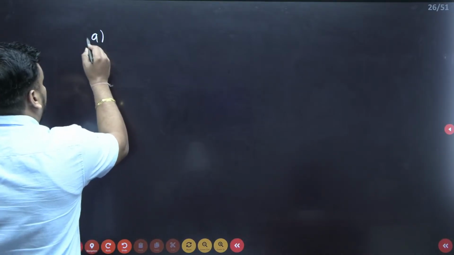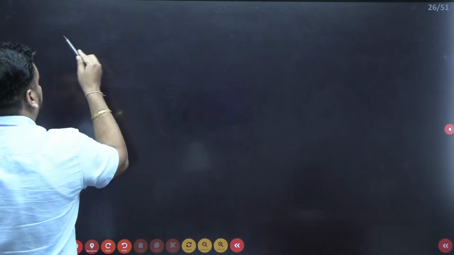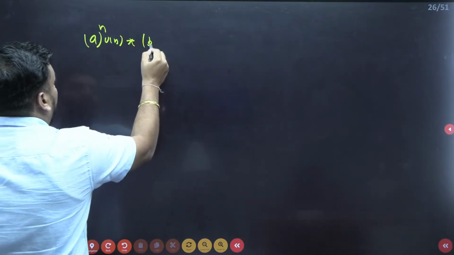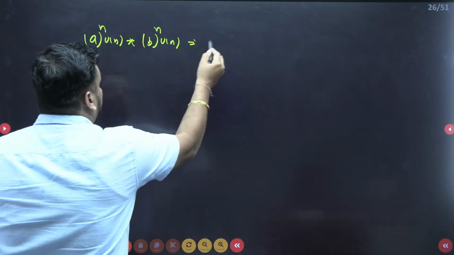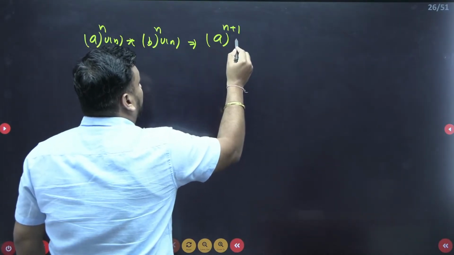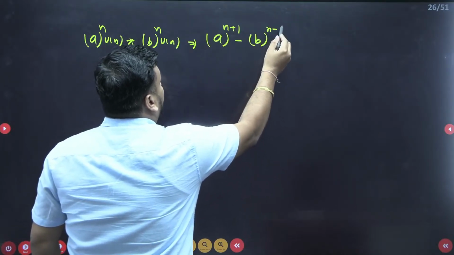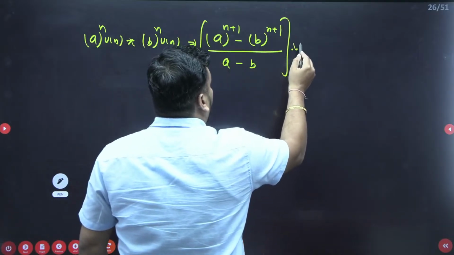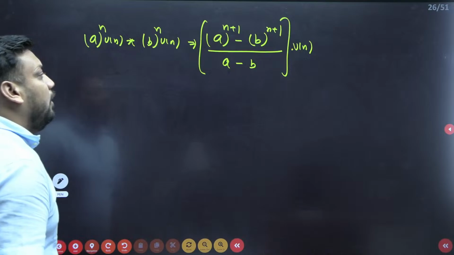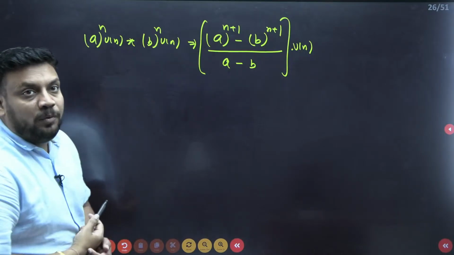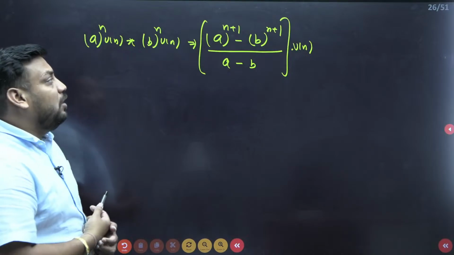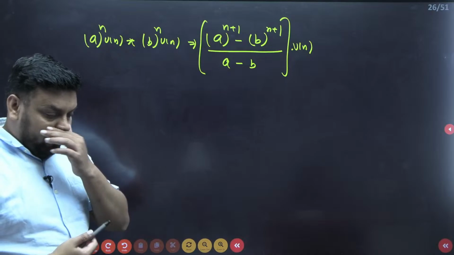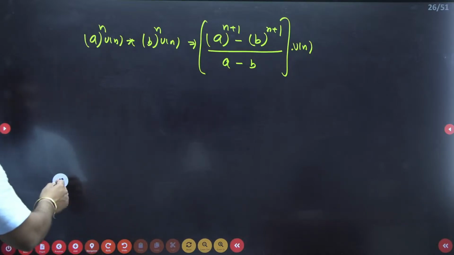So it means if a की power n u of n convolution with b की power n u of n is nothing but actually a की power n plus 1 minus b की power n plus 1 upon a minus b into whole bracket u of n. Then if in this formula only if you will put b equal to a, then you will not get 0, you will get 0 by 0. Bolo hai na? You will not get 0, you will get 0 by 0, yes, undefined form.